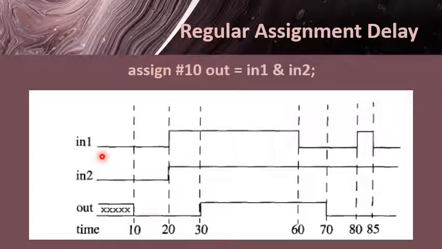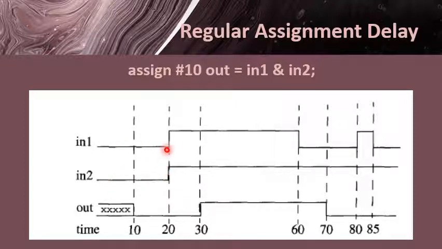So the result of this expression for the values given here will be assigned to the left hand side operand, that is out, only after 10 time units. So till 10 time units the output is unknown, so it is x, and at time t equal to 10 the output of in1 and in2, so 0 and 0, is 0. So that is the output. There is no change till 20 time units on the input signals.